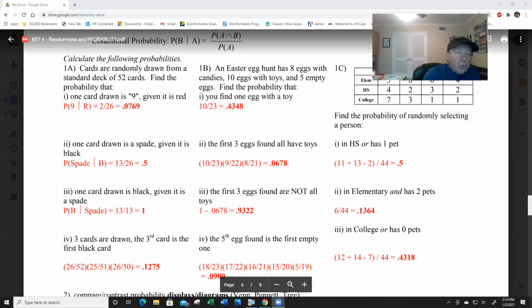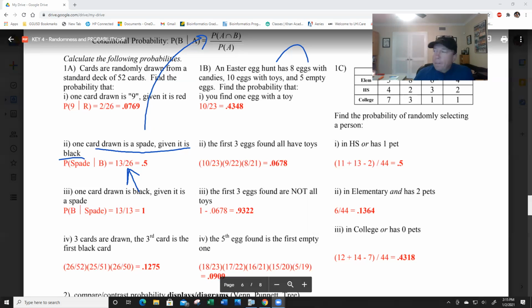All right. One card drawn is a spade given it's black. All right. So how many black cards are there? That's the denominator, 26, as you can see by my arrow. And how many of those 26 are spades? That's the intersection of spade and black. That's why that symbol's right there. If you remember, upside down U is intersection, where there are both. There are 13 spades. Ace of spades through the king of spades. So if you have a black card, there's a 50% chance it's a spade.